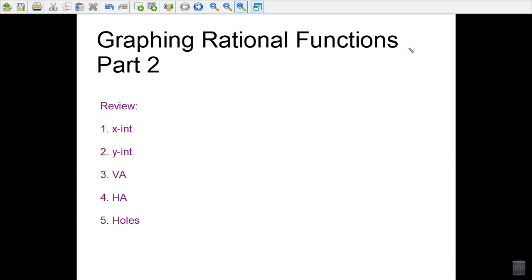If you do not have a calculator, Desmos.com will give you everything that you need to be able to get the shape of these graphs, right? Most of it's going to come from these 5 key features, but then we'll use the calculator to kind of fill in the blanks of what we don't look at.